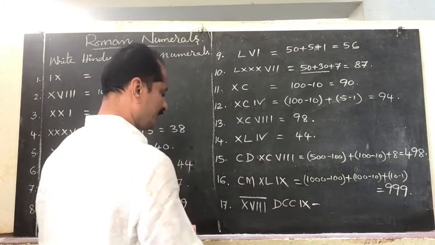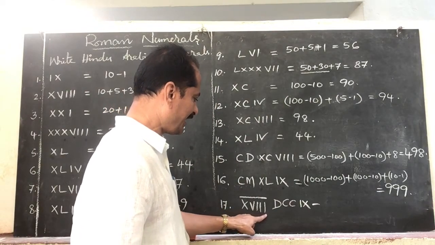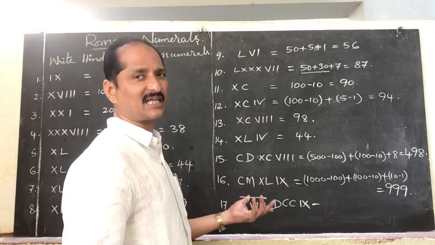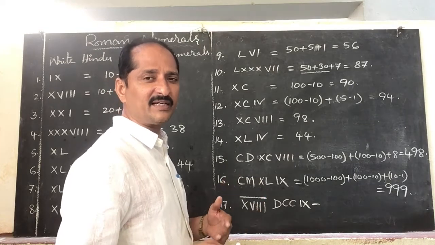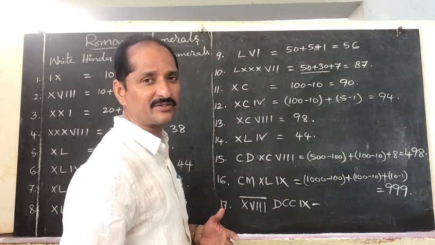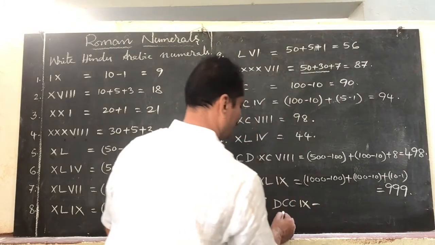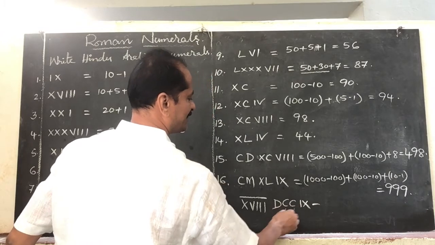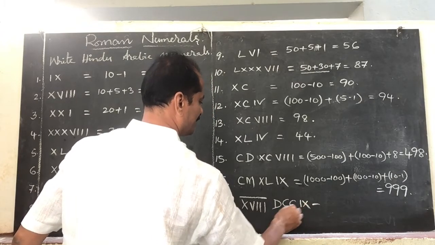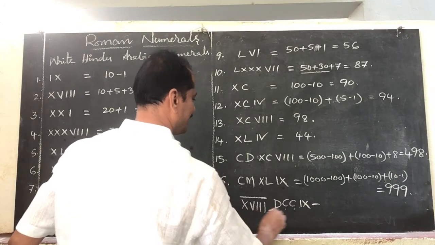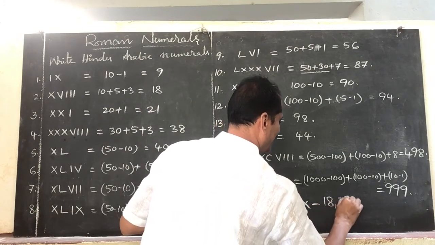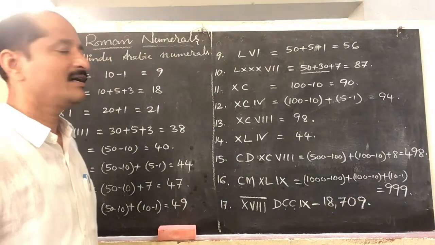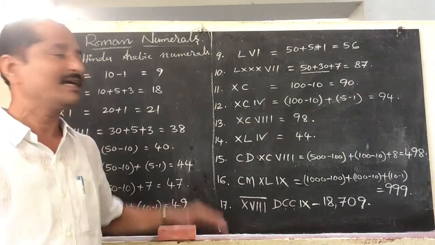Next. See here. X, V, I, that is 10, 15, 16, 17, 18 bar. 18 bar means 18,000. If you are writing a bar at the top, it is multiplied by 1000. So 18,000. 500 plus 100 plus 100. Total is 700. 10 minus 1, 9. So 709. So what is this? 18,709. This way you can write down Hindu Arabic numerals for the Roman numbers.